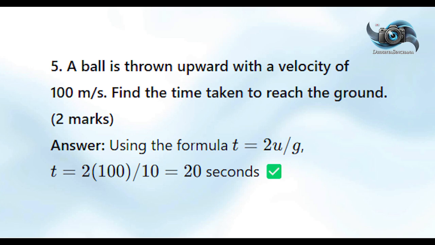Question number 5. A ball is thrown upward with a velocity of 100 meters per second. Find the time taken to reach the ground. Answer. Using the formula, time equals 2 times initial velocity divided by acceleration due to gravity. Time equals 2 times 100 divided by 10, which equals 20 seconds.